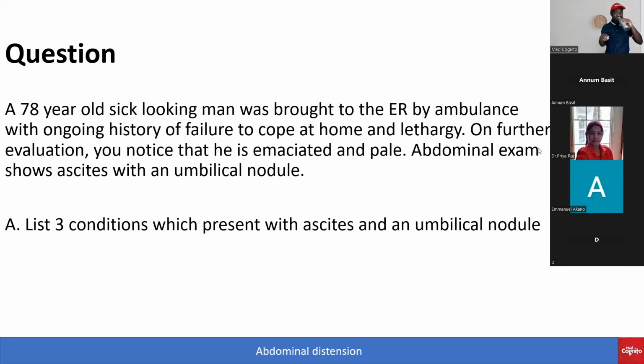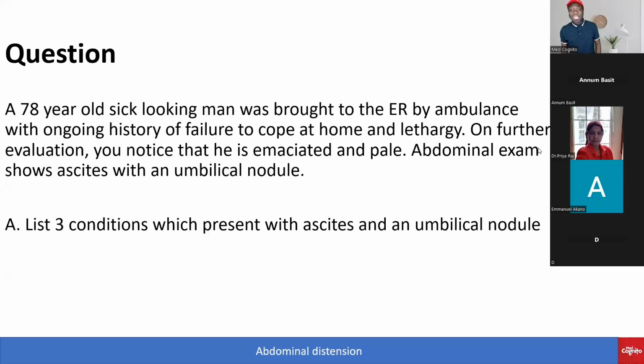Yeah, shall I read the question first? Yeah. A 78-year-old sick-looking man was brought to the emergency by ambulance with ongoing history of failure to cope at home and lethargy. On further evaluation, you notice that he is emaciated and pale. Abdominal examination showed ascites with an umbilical nodule. List 3 conditions which present with ascites and an umbilical nodule.